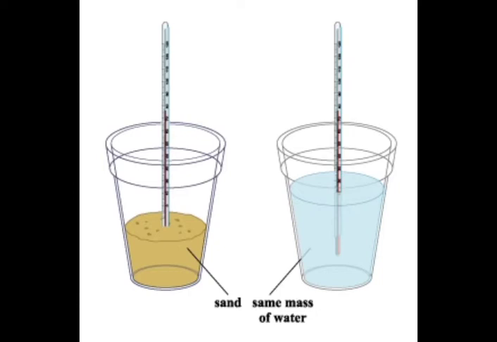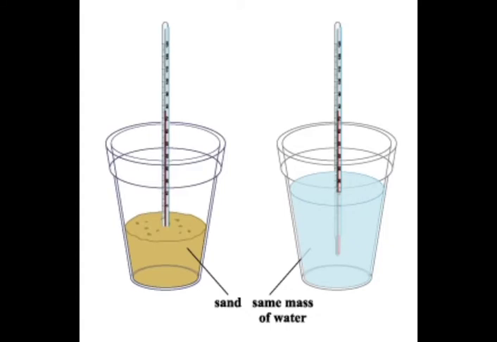In 2 separate glasses, take equal mass of sand and water and provide equal amount of heat to both of the glasses. Now, after 5 minutes, record your observations. You will notice that sand is much hotter than water. In other words, sand heats up quicker than water.